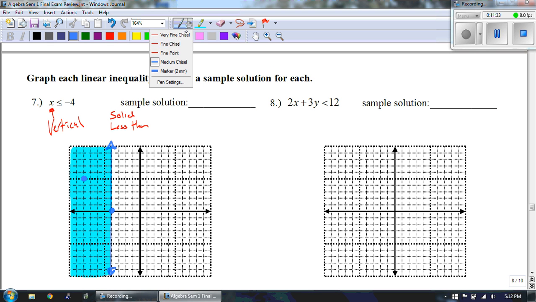Now a sample solution, it doesn't matter where it is, but there we go. Anything in the shaded area, and that is the point -5, -6, -7, -8, +5. Anything in the shaded area works.